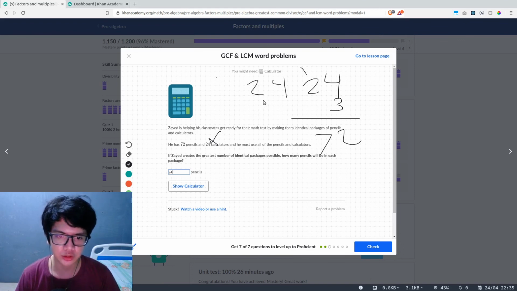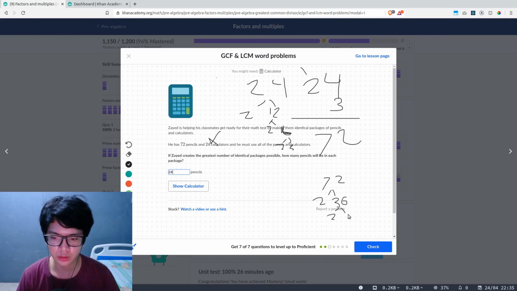In each package there would be, in 24 we have the 2 and 12, and then 2 and 6, and then 2, 3. And then 36, and then 2 and 18, 2 and 9, and 3, 3. So if you have 3 here, 1, 3, and we have 1, 2, 3, 1, 2, 3. This is 2 times 2 times 2, 8, and 24.